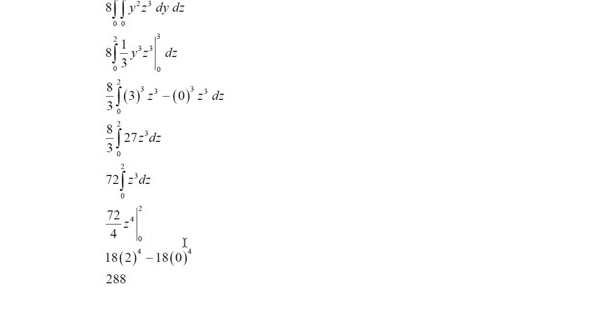So integrating with respect to z, I add 1 to the exponent, which gives me 72 over 4, and then z to the 4th power. So add 1 to the exponent, divide by the new exponent, and I'm evaluating this from 0 to 2. 72 divided by 4 gives me an 18. So I have 18 times 2 to the 4th power minus 18 times 0 to the 4th power, which calculates to 288.